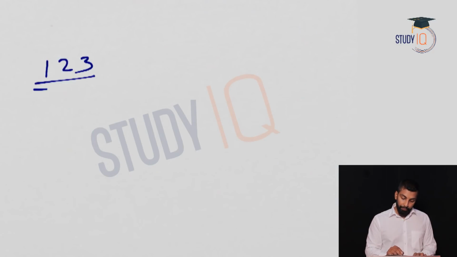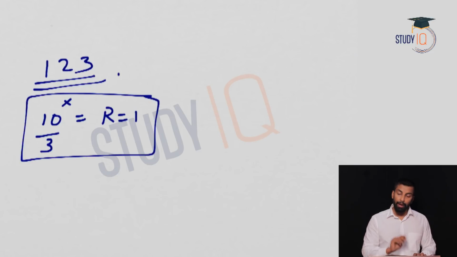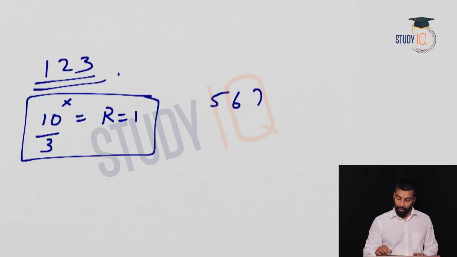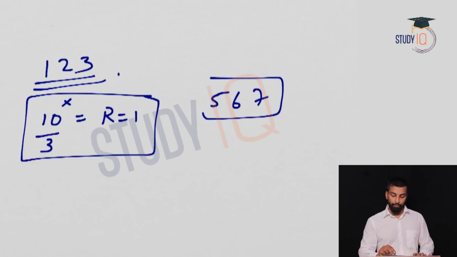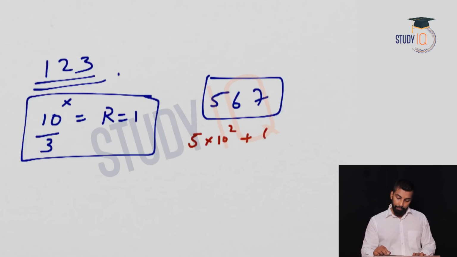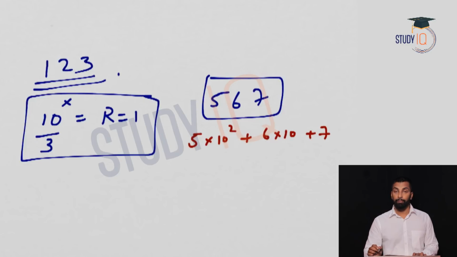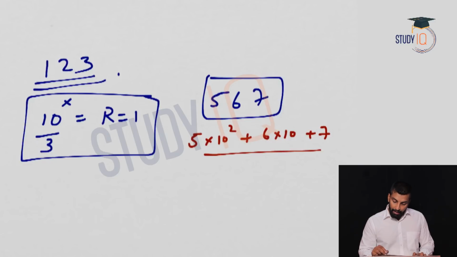1, 2, 3. Why I am writing sum of digits as the divisibility rule of 3 is basically because I know 10 raised to any power, when you divide with 3, will give me remainder 1. So any number, if you take a random number 5, 6, 7, I can write it as 5 into 10 square plus 6 into 10 plus 7. Now divided by 3.